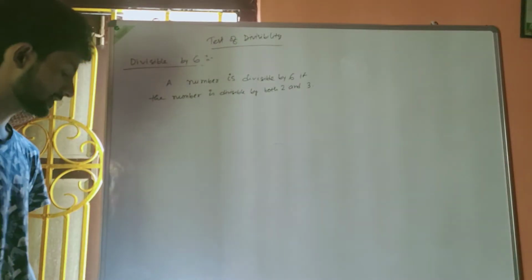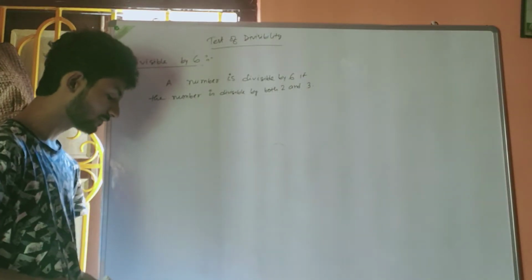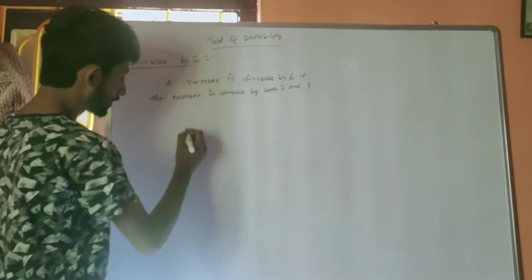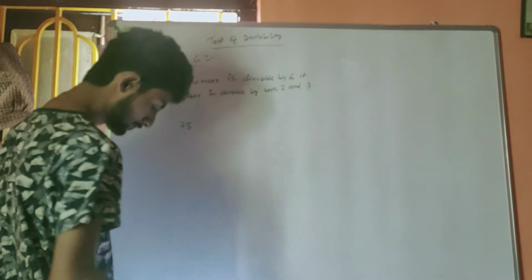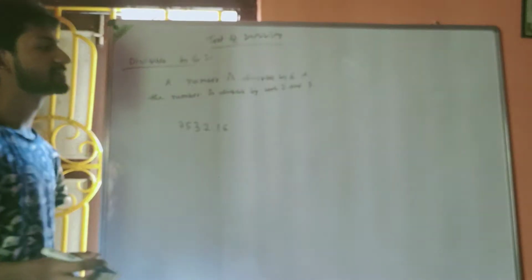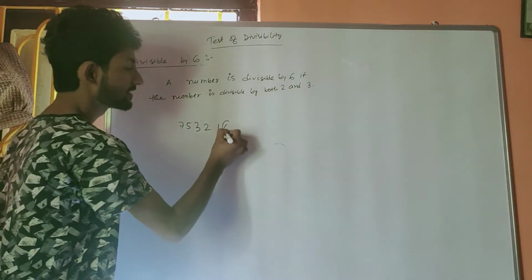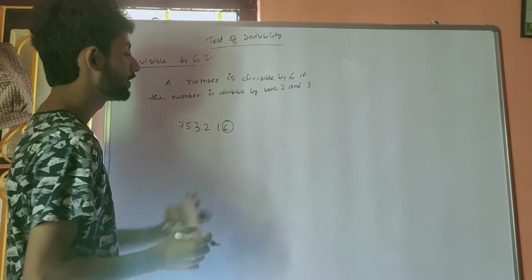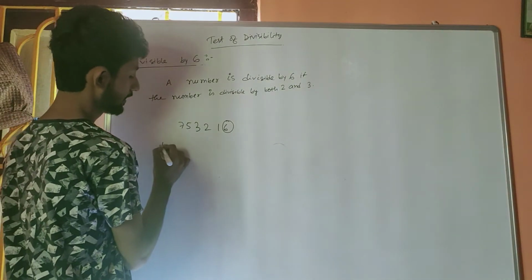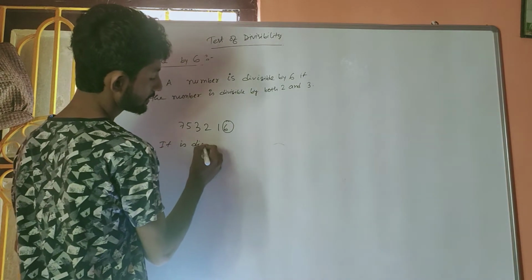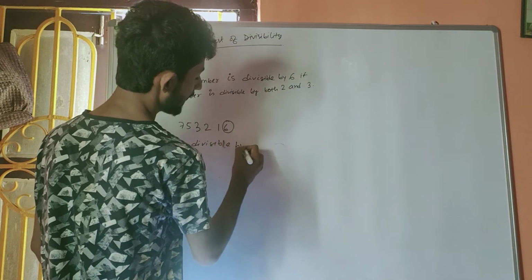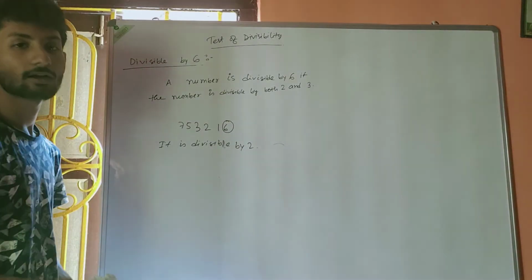So in that case, how can I solve this one? First, there is a question. Suppose I took that one, 753216. First we will check, is it divisible by 2? Now the last digit is 6. I told you that if the last digit is 6, then it is divisible by 2. So it is divisible by 2.